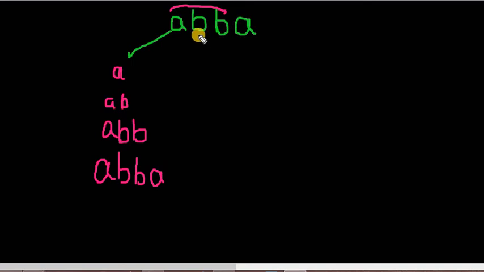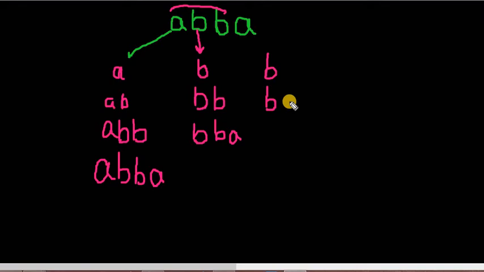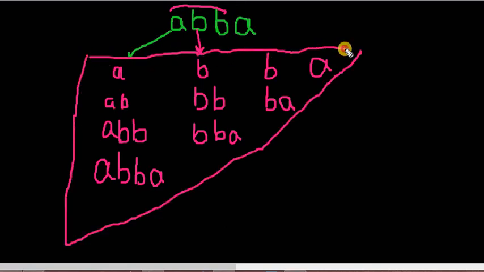For the first B, the substrings could be the character B, after that B, B, and again B, B, A. Similarly, for the next B, there would be B and B, A, and for the last A, there would be simply A. If you see, there is a triangle formation, and this triangle can help us find the number of substrings.